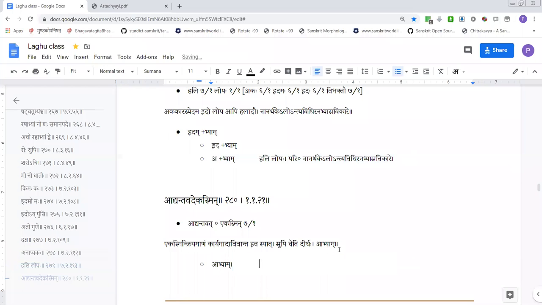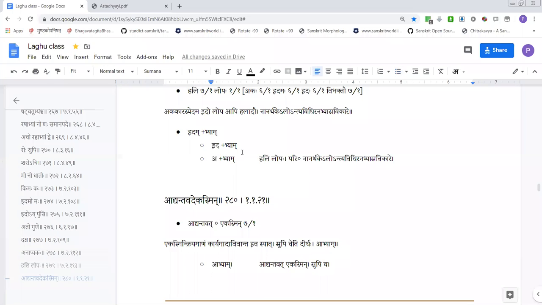So here we'll say Adhyantavat ekasmin and then halilopaha. Sorry, halilopaha is not this one; supi chaiti dirgha. Supicha is the sutra, then dirgha is the anuvritti there. So supicha dirgha. Thereby you got abhyam, that is the rupa siddhi there. So too many things have happened for abhyam.